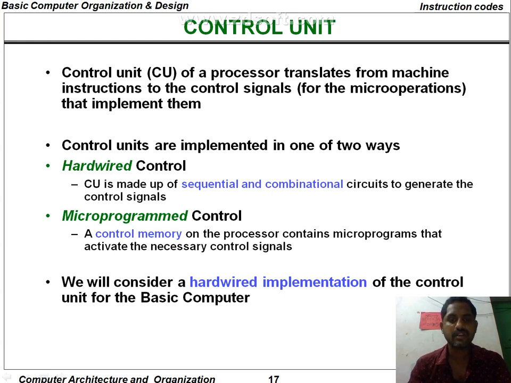We will consider a hardware implementation of the control unit of the basic computer. The control unit transfers the machine instruction to control signals to perform the micro operations. In that way we have two different types of controls: the hardware control and the microprogram control. Here is the hardware implementation of the control unit for the basic computer.